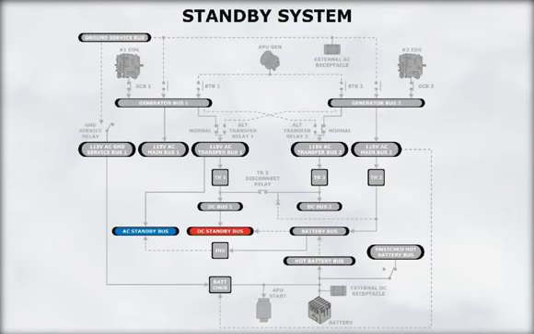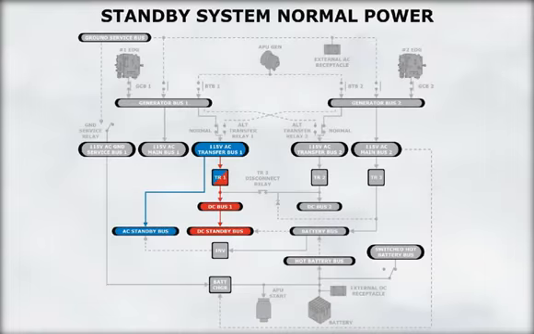Let's look at the standby system. The AC and DC standby buses are powered from transfer bus number 1 and DC bus number 1 respectively. The standby buses supply power to some of the essential flight instruments and radio equipment in the airplane.